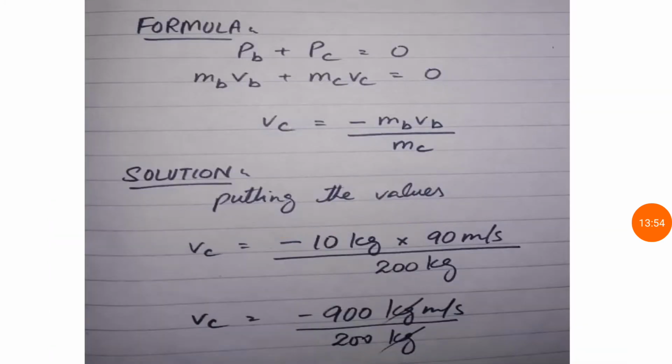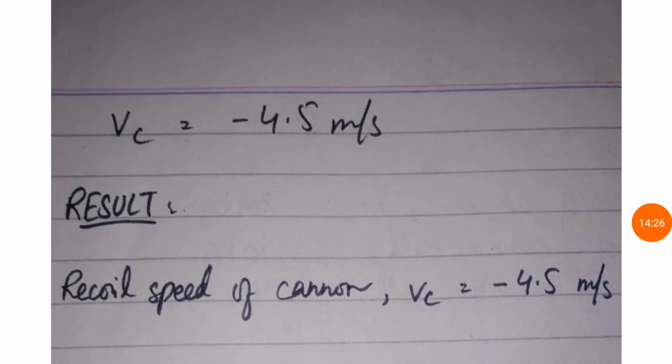Now the formula is: the momentum of the ball plus the momentum of the cannon equals 0. So MB VB plus MC VC equals 0, where we have to find the value of Vc. So MB VB will be subtracted on the other side and MC will be divided on the other side. By putting the values, we get minus 10 kg into 90 meter per second. By multiplying these two values, we get minus 900 kg meter per second. And by dividing these two values, we get minus 4.5 meter per second, which is the required speed of the cannon.